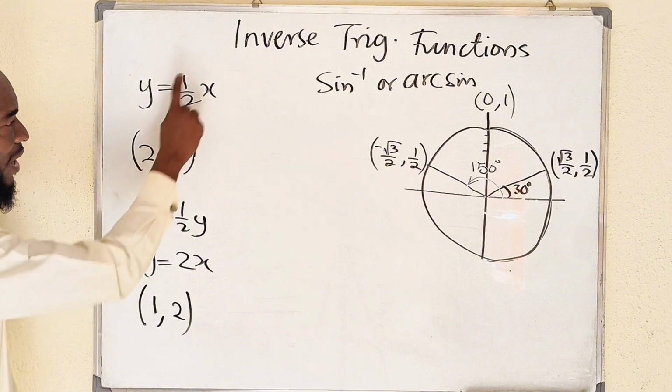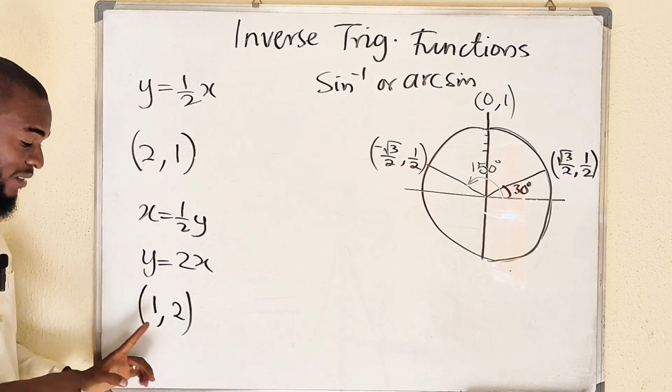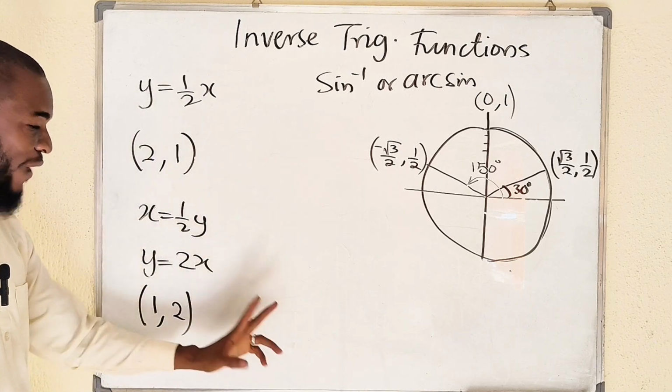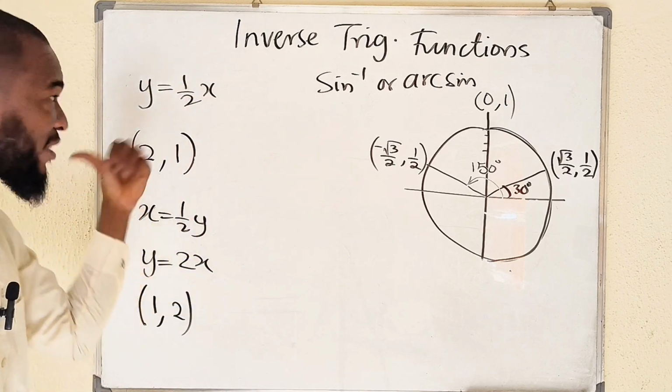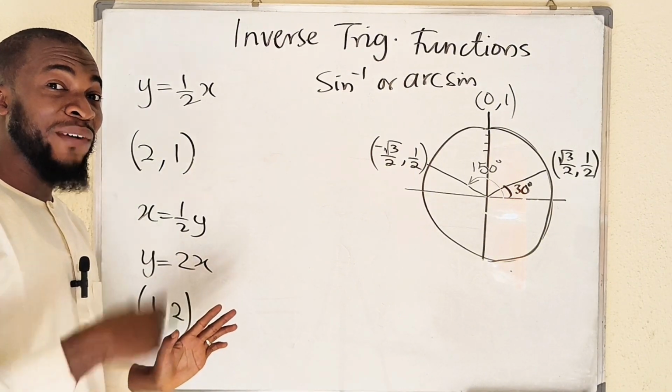When x is 2, half of 2 is 1. So we have no problem with this. Since the input gives exactly one output and the output gives exactly one input, it means that function is 1-to-1. And it is what? Invertible.